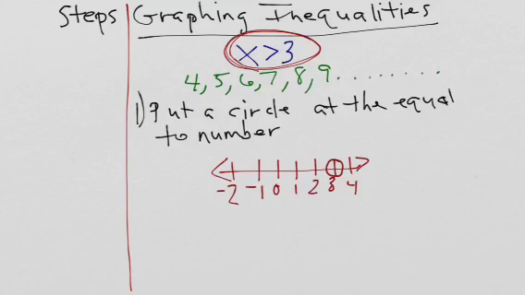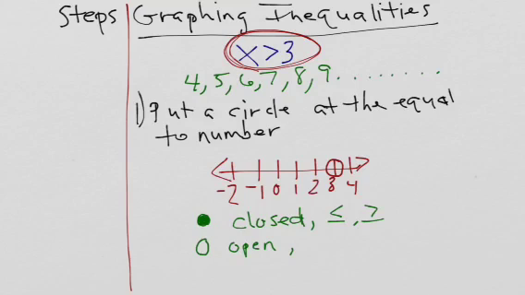But there's a little bit more to that. There's two different kinds of circles. The first kind is what we call a closed circle, and we use that when we have the or equal to's, which means that the equal to number is itself one of the correct answers. And then we have an open circle, which is for just the plain old less thans and greater thans. That's what we have in this case, so I will not be coloring in this particular circle.